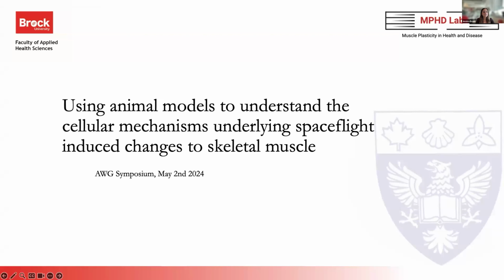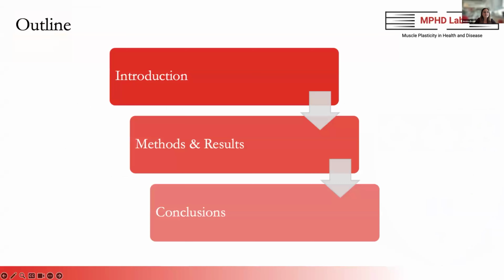So today I'm going to be presenting, taking a little shift from some of our previous talks, and talk about the use of animal models to understand the cellular mechanisms underlying spaceflight-induced changes to skeletal muscle. Very briefly, I'll just go over some background information, hopefully get everybody on the same page, go through some methods and results of some studies that I've recently completed, and tie everything together and talk about some future directions as well.